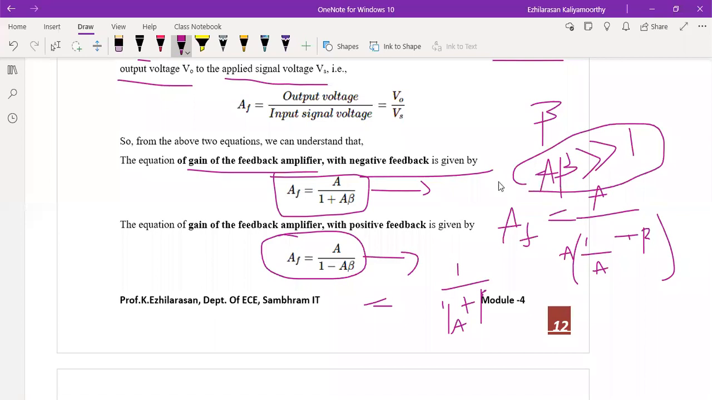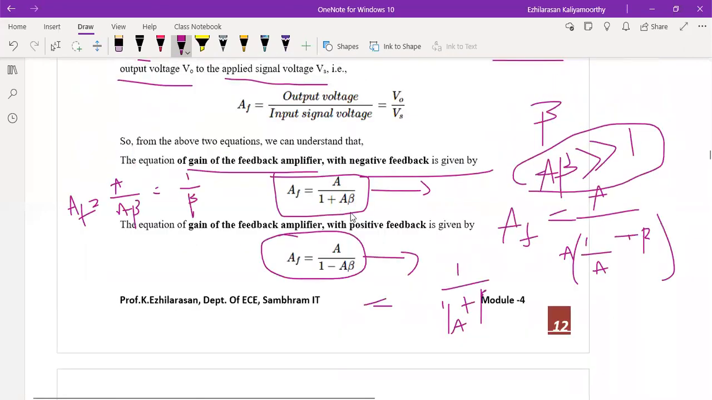If A beta is very much greater than 1, this 1 will be eliminated. If the 1 is eliminated, then this will become A by A beta. Then the A's get cancelled. Then AF is equal to 1 by beta. Very simple, AF is equal to 1 by beta only. So nowhere is it connected with the A value. Whatever the value of A changes, it won't affect the feedback gain AF. The beta value is the only thing we need.